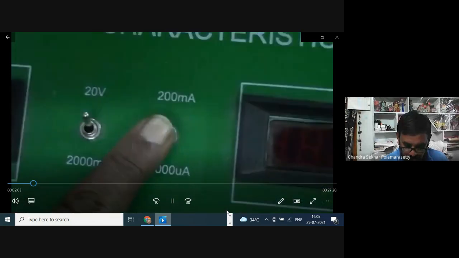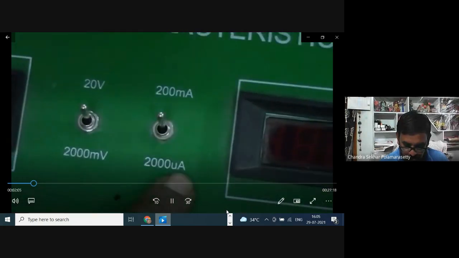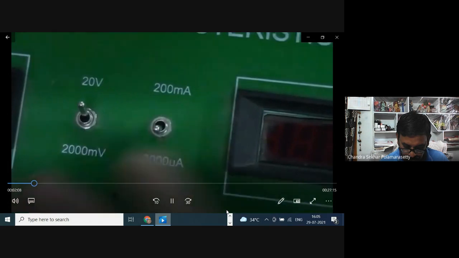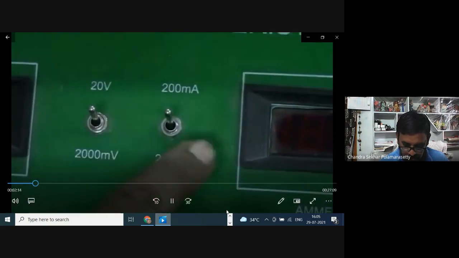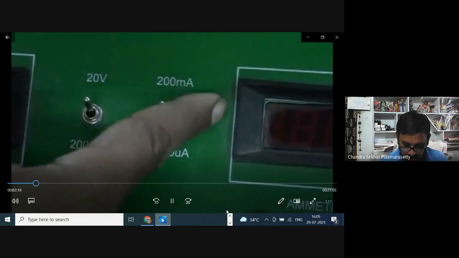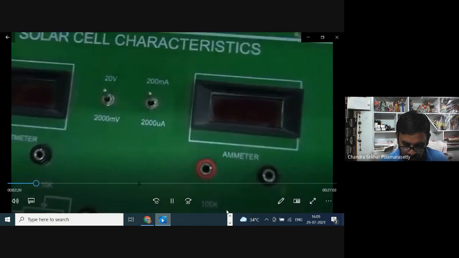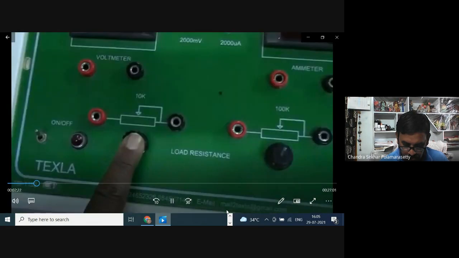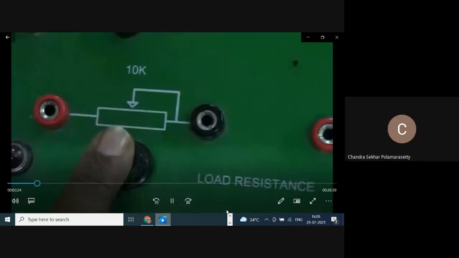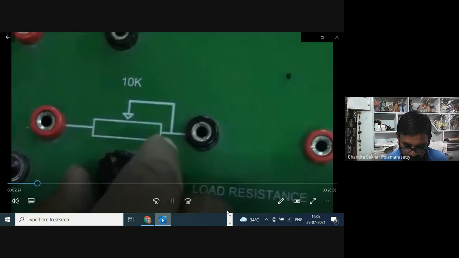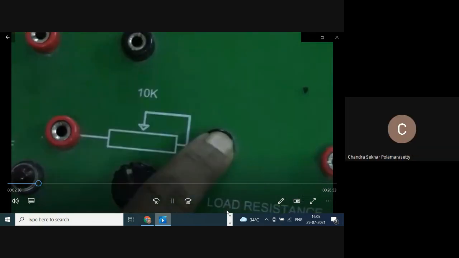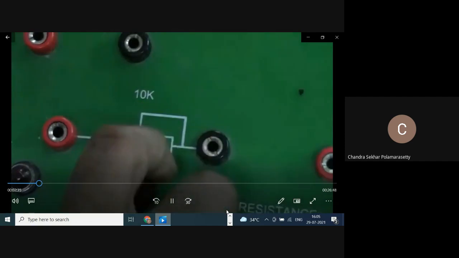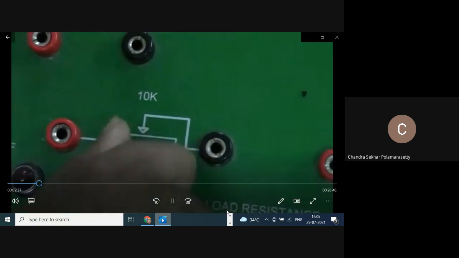This is the voltmeter positive terminal, and this black knob is the voltmeter negative terminal. This is called the range switch. Which means that if the voltage is very small, we can place it in millivolts. If the voltage is high, we can place it in volts.